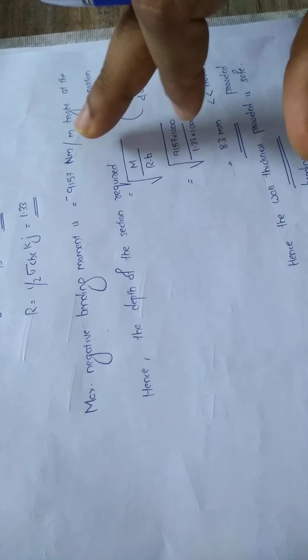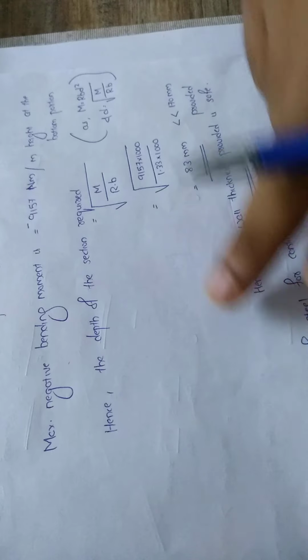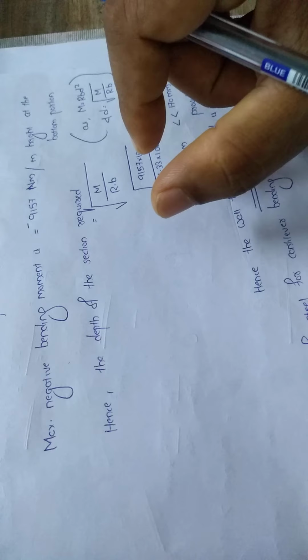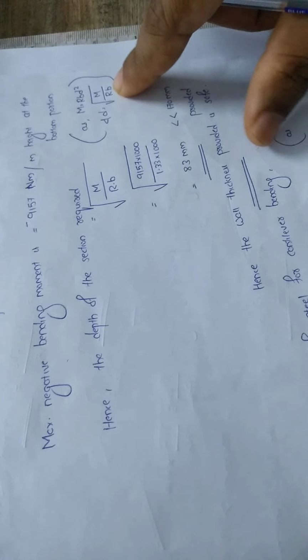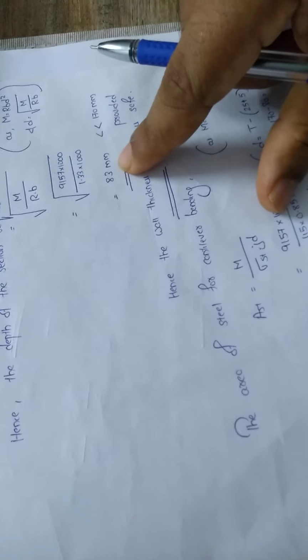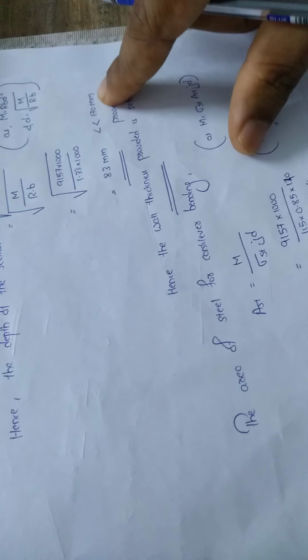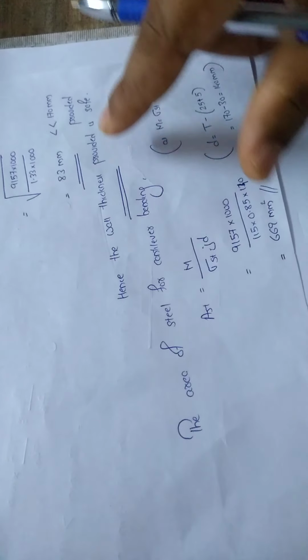The maximum negative bending moment we have found out is 9157 Newton meter per height at the base portion, right? So we can again check the depth, whether the wall thickness that we have provided is safe considering the cantilever bending action. We know that M is equal to RBD squared, and d is nothing but root of M divided by RB. What we are getting is a depth of 83 mm, and the wall thickness we have provided is 170 mm, which is far greater than 83 mm, and hence the wall thickness is safe for cantilever bending action also.